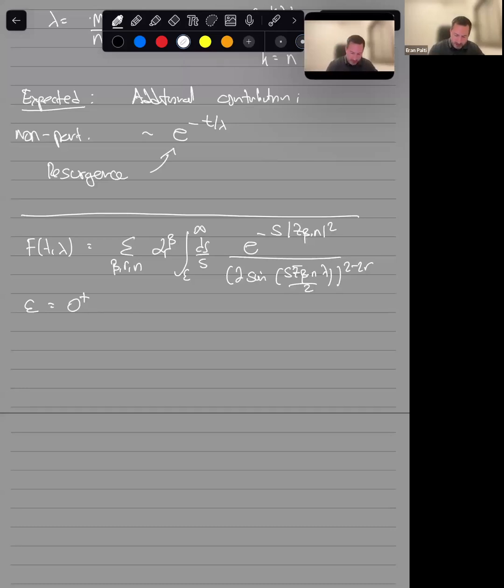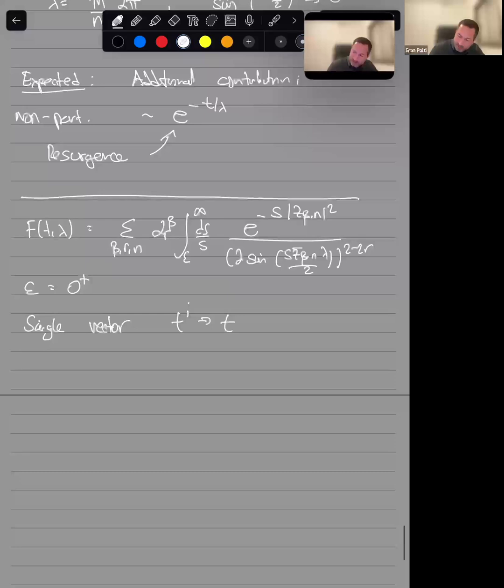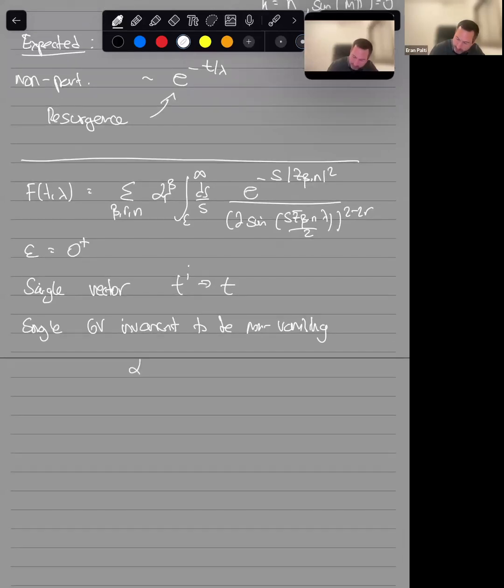And we'll consider a single vector multiplet for simplicity. So that means instead of t_i, we just have one t. That's all that's important. And also for simplicity, we'll consider a single Gopakumar-Vafa invariant to be non-vanishing. We will see later how to generalize it for more general cases. So we'll consider only that alpha 0,1 is non-vanishing and 1, and everything else is just 0.